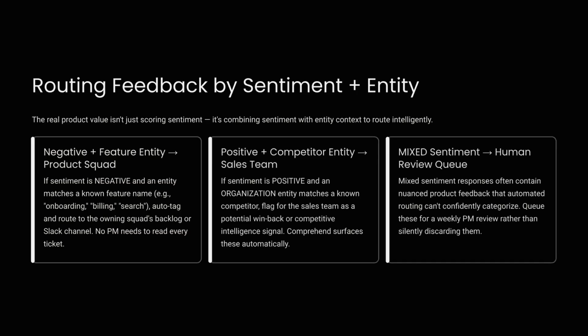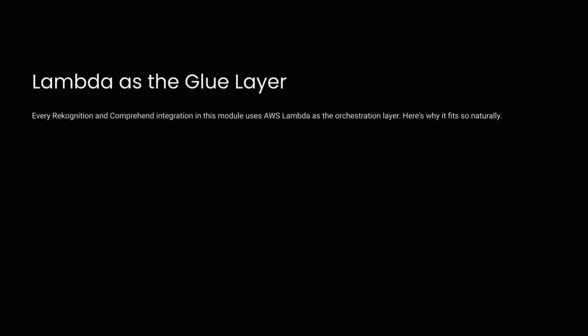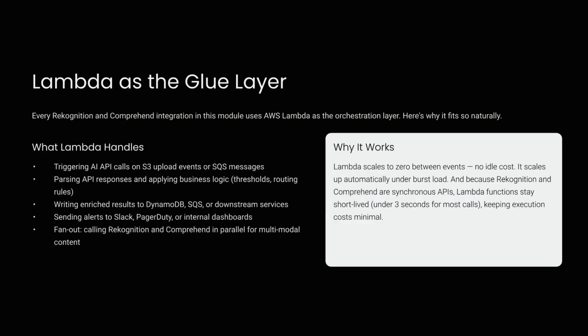Mixed sentiment should be queued for human review. AWS Lambda serves as the glue layer for these integrations. It triggers API calls, parses responses, applies business logic like routing rules, and writes results to downstream services. Lambda is ideal because it scales to zero, incurring no idle cost, and its functions are short-lived, minimizing execution costs.